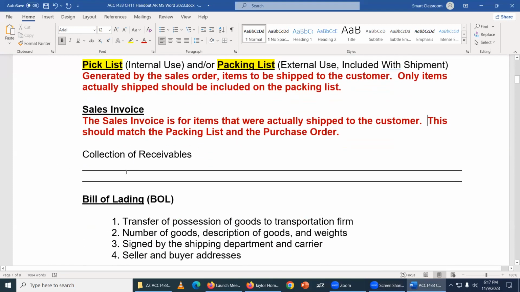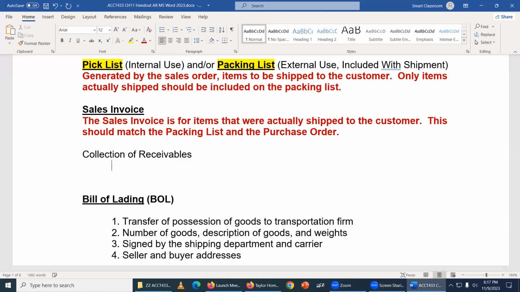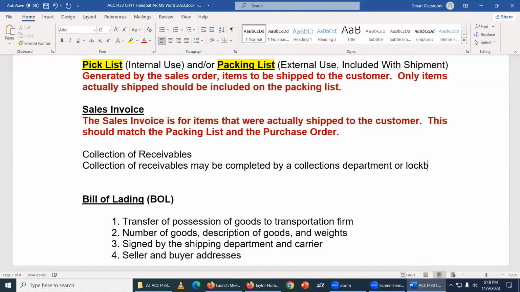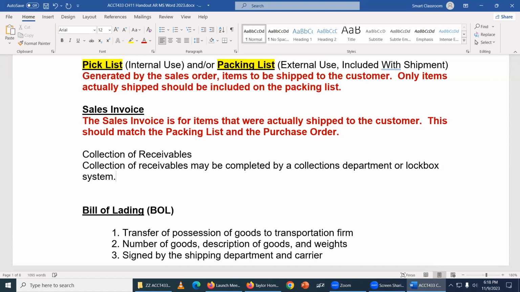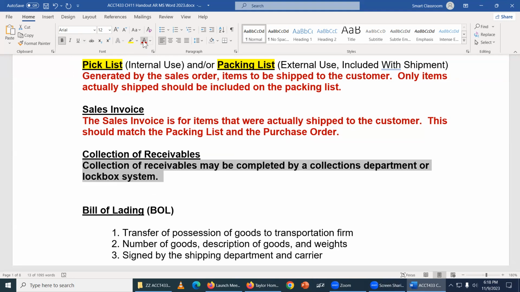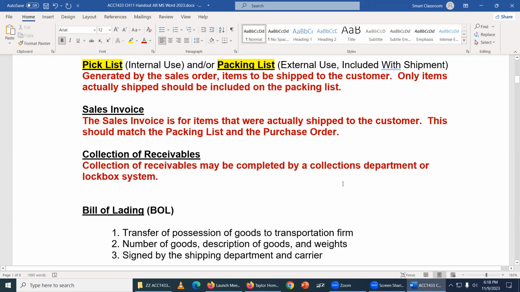Okay, collection of receivables. We talked a little bit about this already. The collection of receivables may be completed by the collections department or a lockbox system. Those are probably the 2 most common. And we talked about that, I think, didn't we? I think we talked about the lockbox system. Lockbox is when the bank gets all the collections and automatically deposits them, and no one in the company actually touches the collections, which is a good thing.